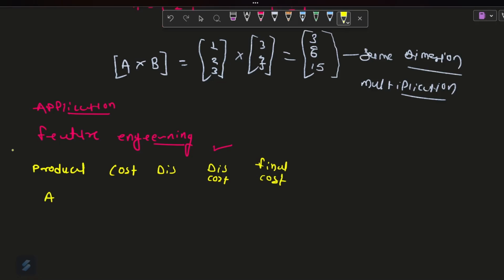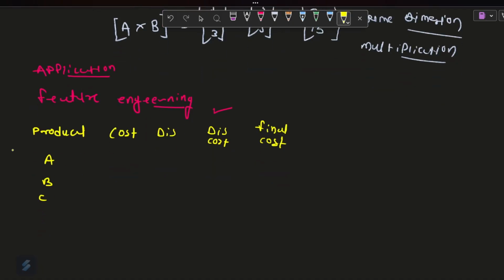First, let's start with the products. We have products A, B, and C. The cost of product A is 1,000, product B costs 500, and product C costs 200. We give a discount of 10% on product A, in product B we give a discount of 20%, and product C gets a 30% discount. So after the discount, what do you think?